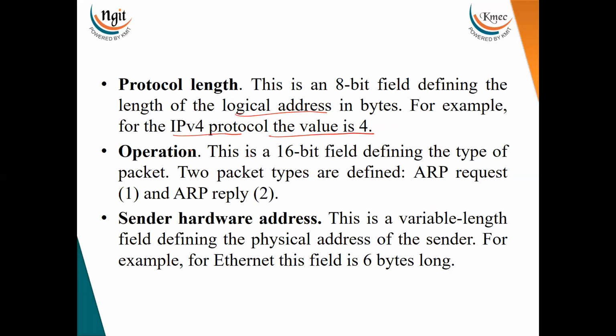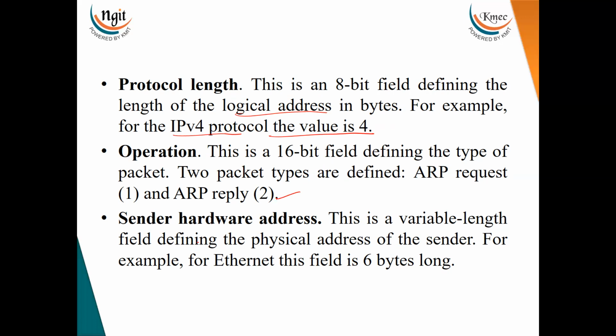Next is the operation. We have two operations: one is the ARP request, and the other is the ARP reply. The operation is a 16-bit field defining the type of packet. That means there are two types of packets: the ARP request and the ARP reply.